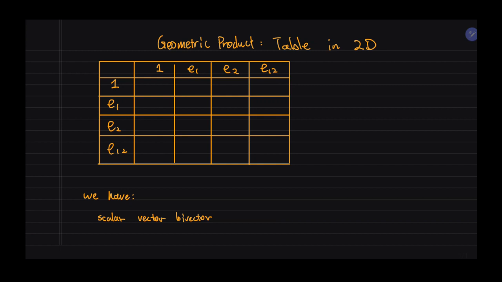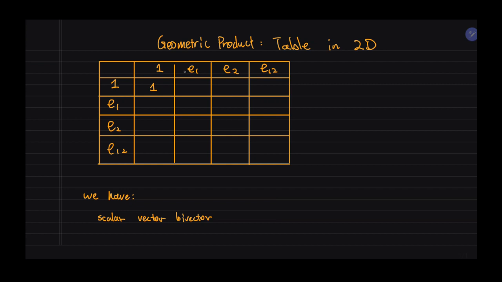So let us first look at the table. The row here means the geometric product from the left side, and the column here means the right side. So E1, E2 means the geometric product E1 E2, and this means the geometric product E1, E12. So let us first focus on 1, 1. That's no surprise from our definition in the previous video, we get 1.